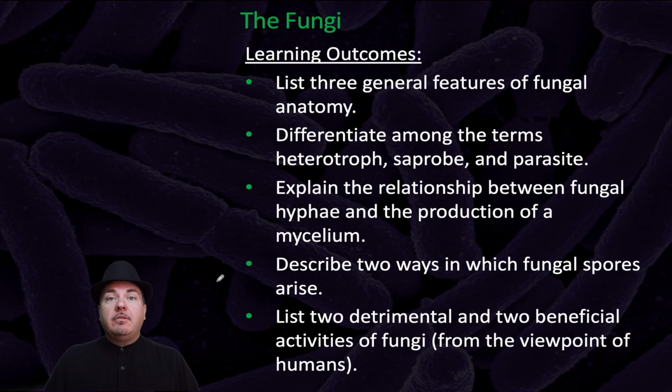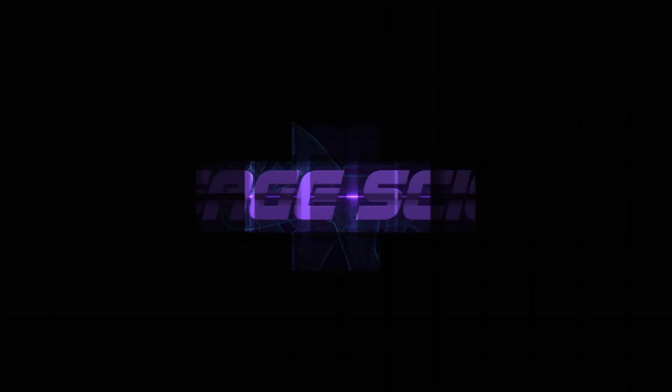By the end of this video, you should be able to list 3 general features of fungal anatomy, differentiate among the terms heterotroph, saprobe, and parasite, explain the relationship between fungal hyphae and production of the mycelium, describe 2 ways in which fungal spores arise, and list 2 detrimental and 2 beneficial activities of fungi from the viewpoint of humans.